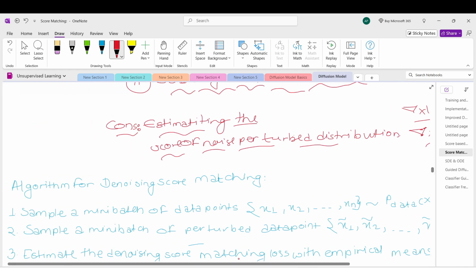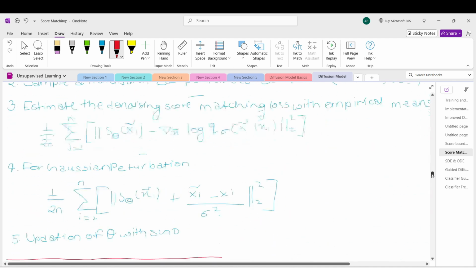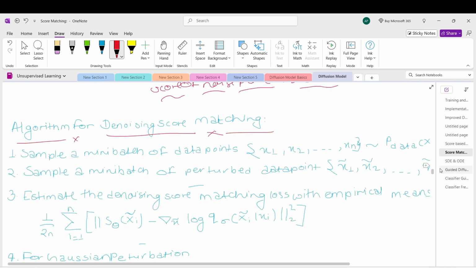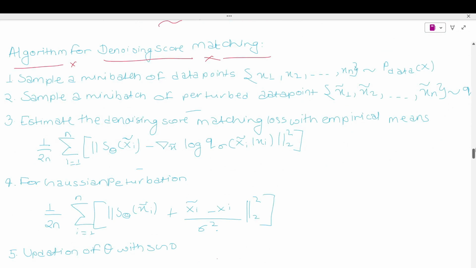And what is the algorithm? This is the algorithm of denoising score matching. So what is the algorithm for denoising score matching? For denoising score matching, we will sample some data points from the real data distribution.